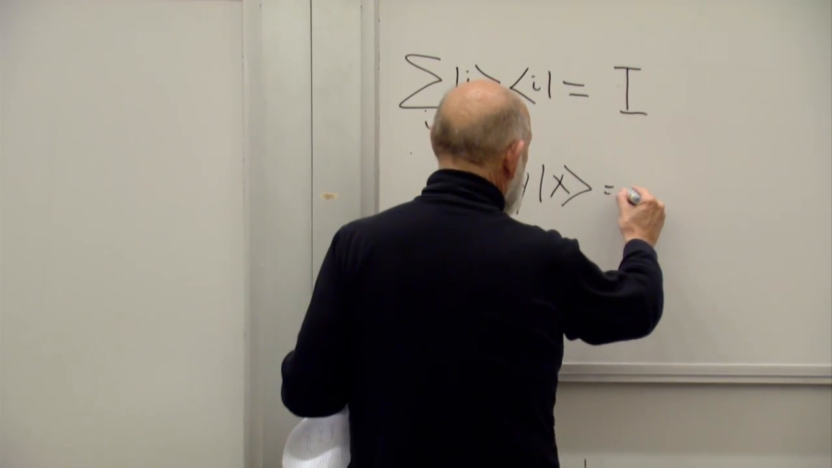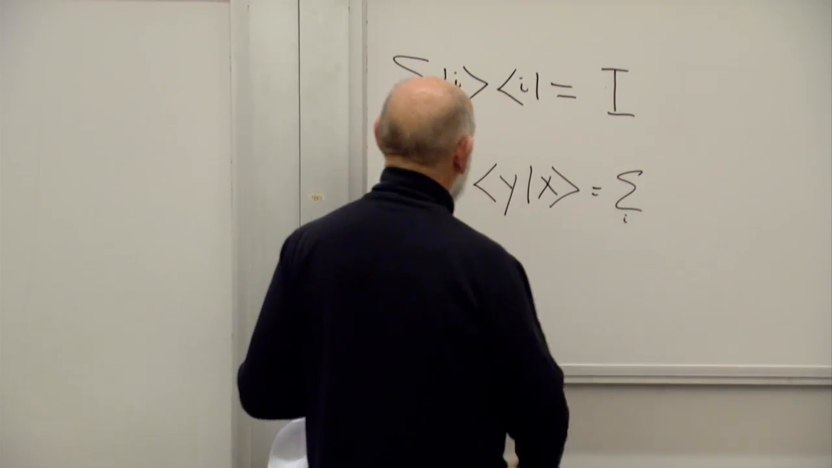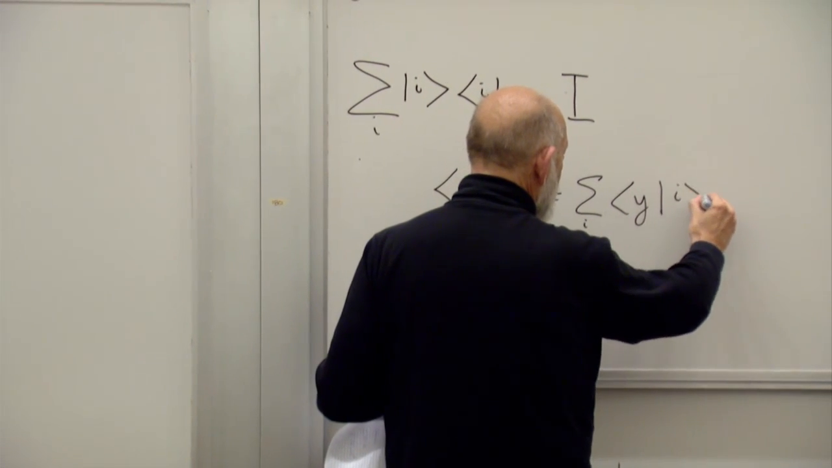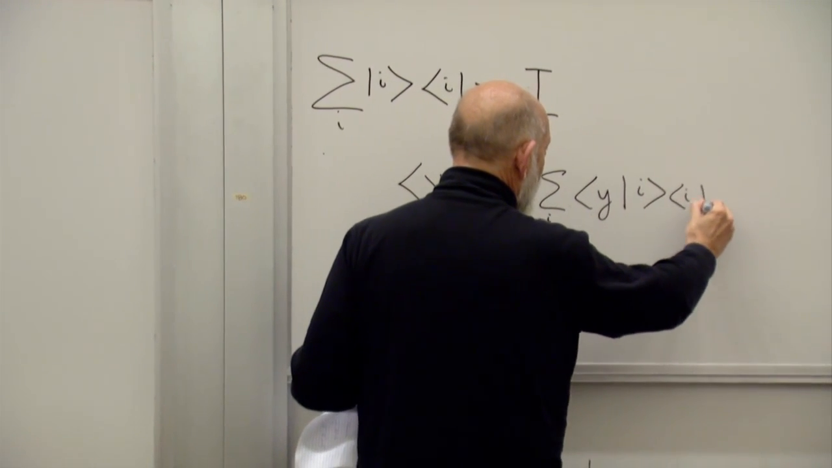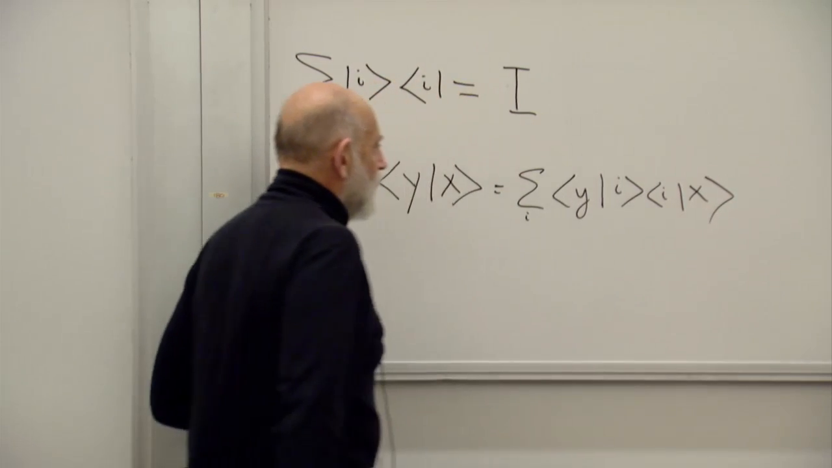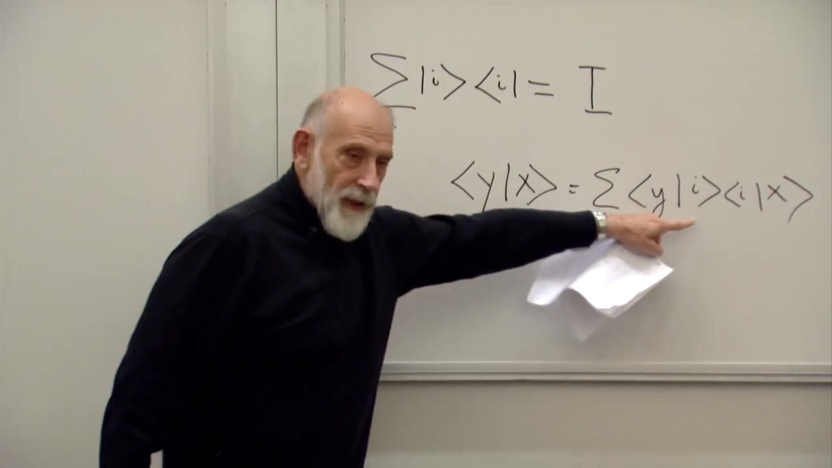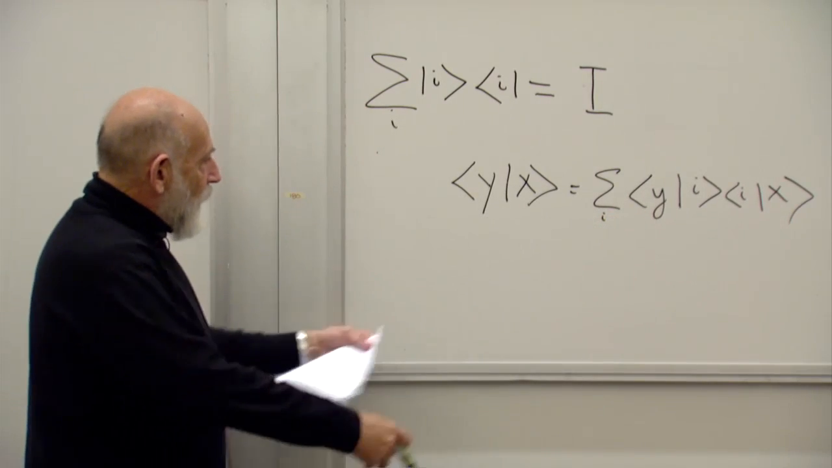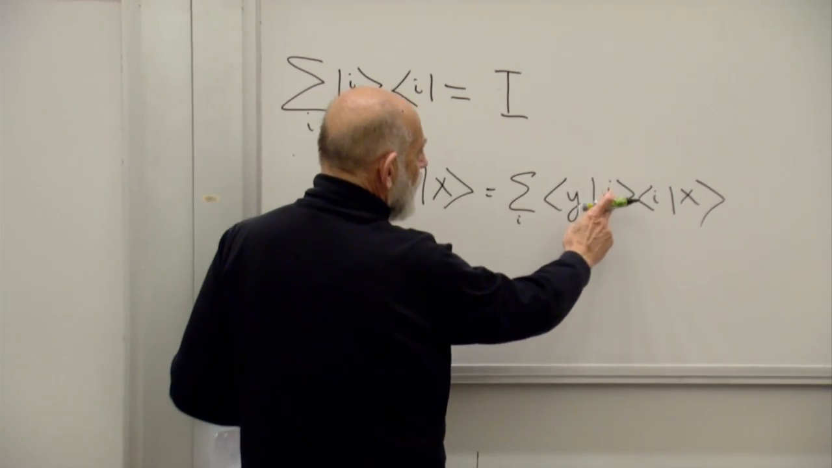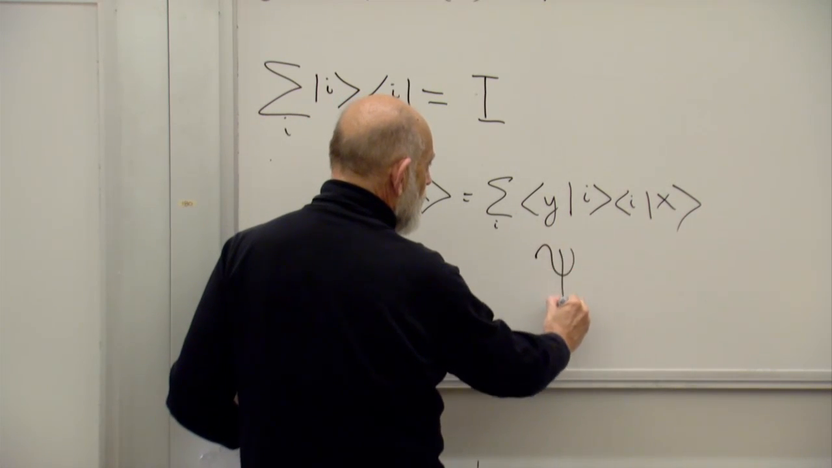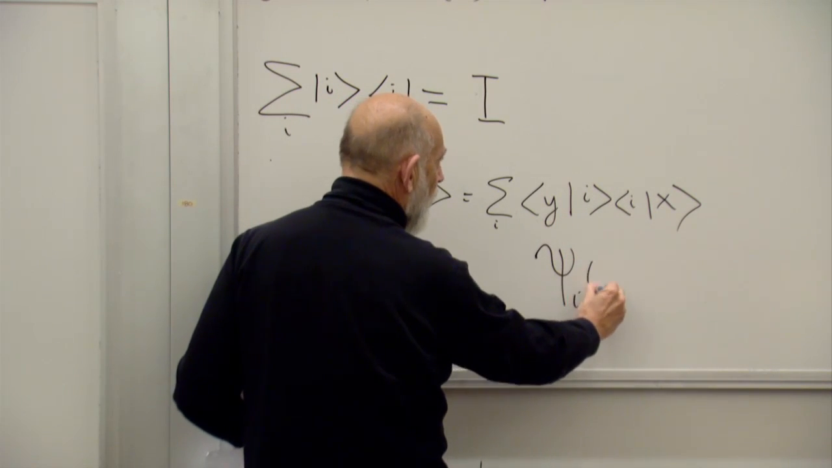Let's write that that is equal to the sum on i, y, i, x. Now, all I've done is plug in the unit operator here. That does nothing. But now I have a formula here. The inner product of i with y is psi i of y.